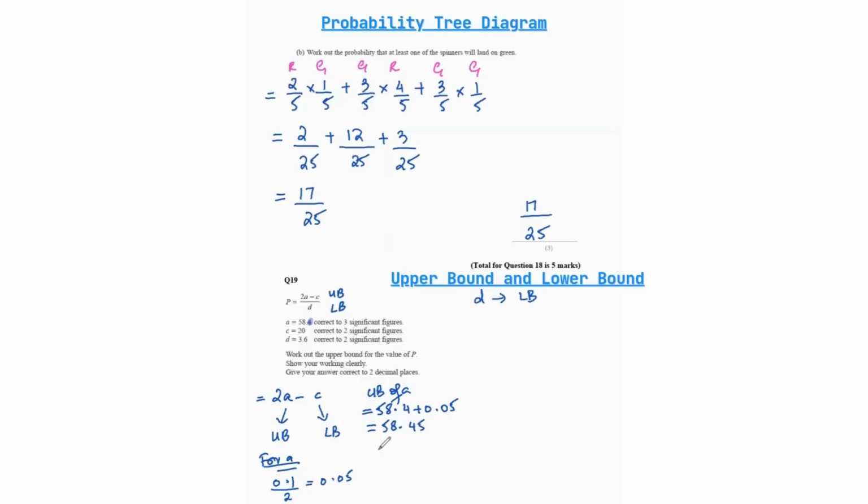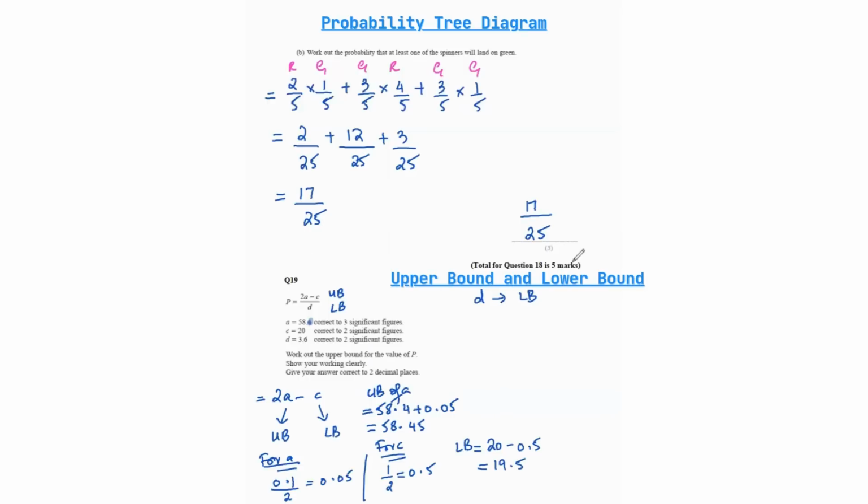Now, moving on to C. For C, the number is 20, and it says it's correct to 2 significant figures. So identify the second significant figure, which is 0. The place value of the second significant figure is 1s. So we do 1 over 2, which is 0.5. So the lower bound would be 20 minus 0.5, which is 19.5. You must have noticed so far that for the upper bound we're adding it, and for the lower bound we're subtracting it.